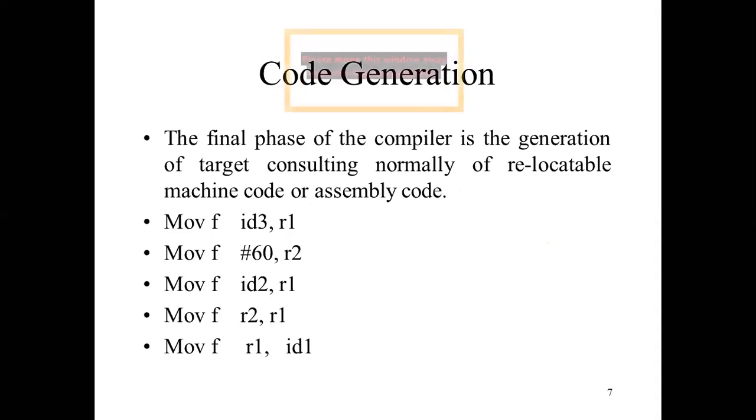Now code generation. The final phase of the compiler is the generation of the target code, because at the end we will get the target code, or display the result. So how are we going to generate this target code? In this case, we are going to write mnemonics, the same as the 8085 instructions, or we can say assembly code.